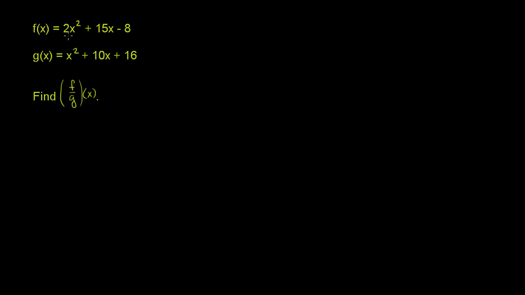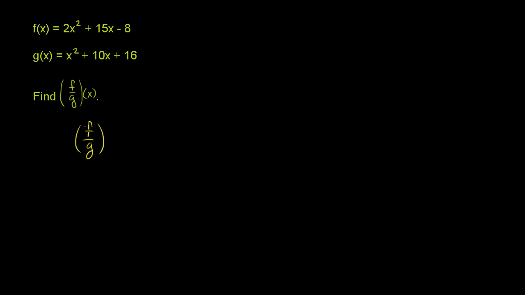f of x is equal to 2x squared plus 15x minus 8. g of x is equal to x squared plus 10x plus 16. Find f over g of x, or you could interpret this as f divided by g of x. And so based on the way I just said it, you kind of have a sense of what this means.